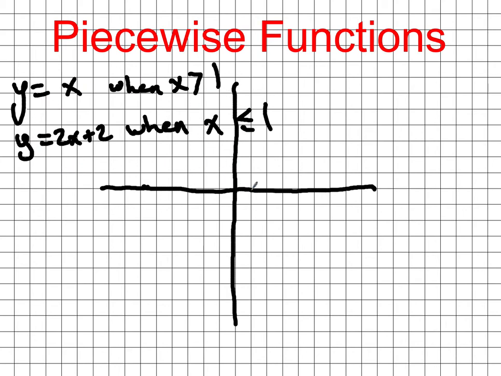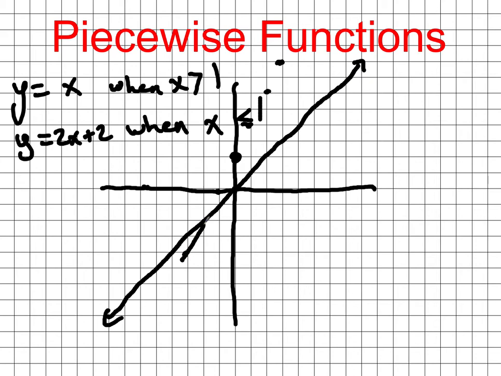So when x is greater than 1, here's the point, 1, that I'm going to be looking at. When x is greater than 1, I'm going to graph y equals x. Y equals x is going to look like this. And then y equals 2x plus 2 looks like this, up 2 over 1, up 2 over 1, up 2 over 1. So it looks like this.